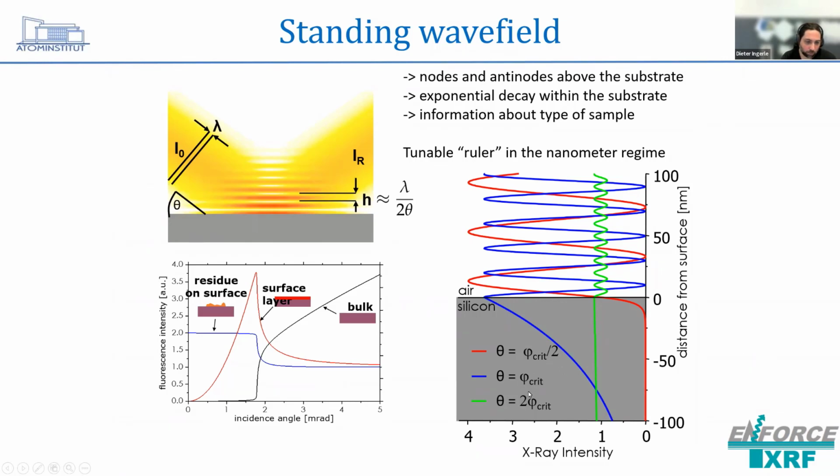Otherwise, after the critical angle here, you can see that it's already dropping quite dramatically. So the interference breaks a little bit down. Because we can also move the distances of this maximum and minimum depending on the angle, this gives us sort of a tunable ruler in this nanometer regime.